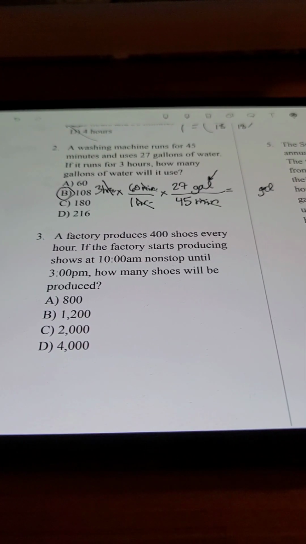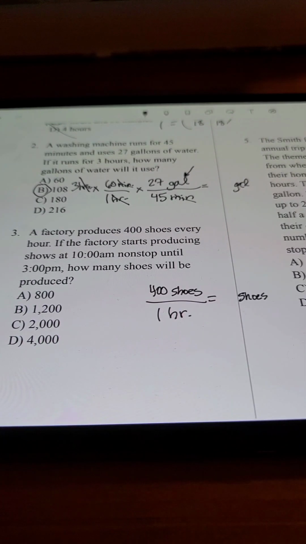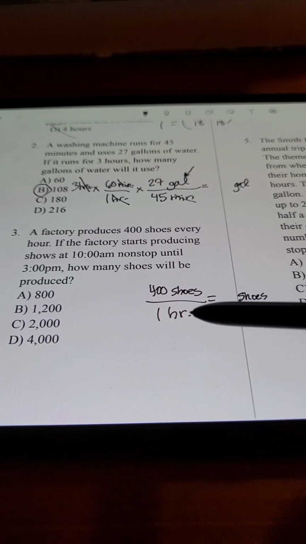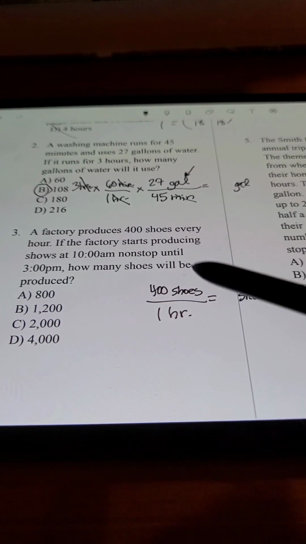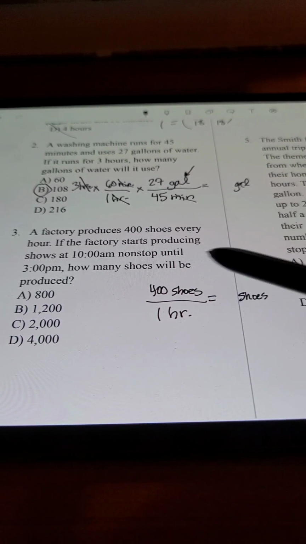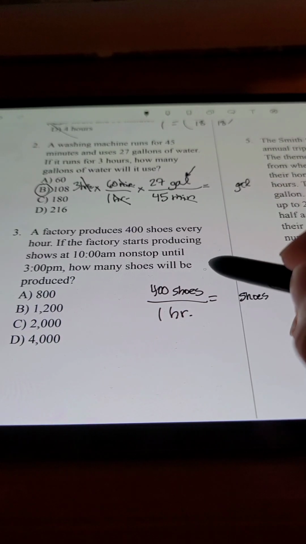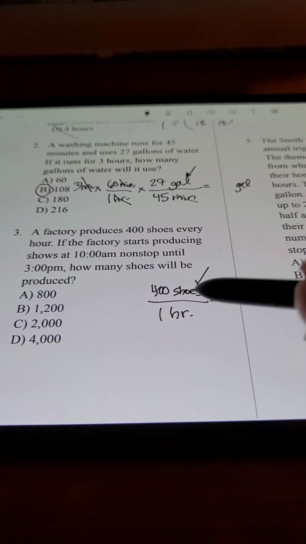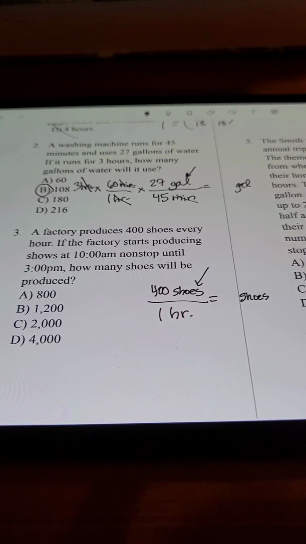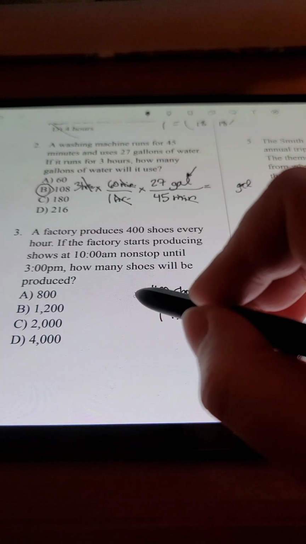And pause to read number 3 if you haven't already. So again, I'm going to use that same strategy where I'm going to start with the units, technically start the problem off with the units that I want to end up with, because at the end, I want to keep the units of shoes. So I'm kind of working backwards.